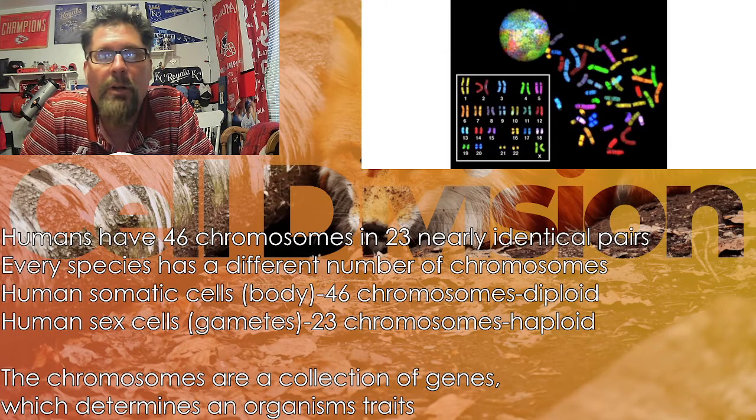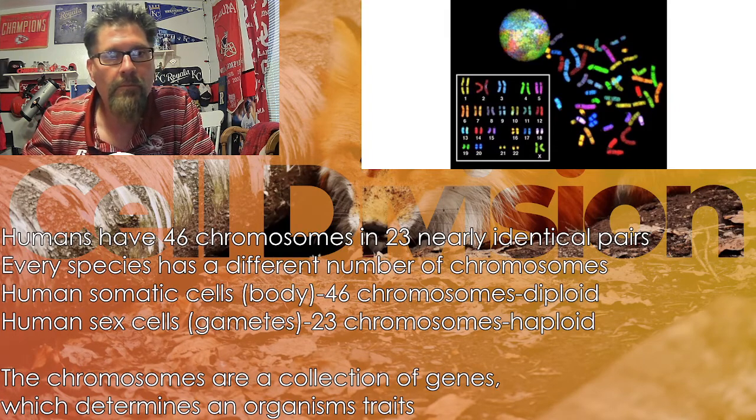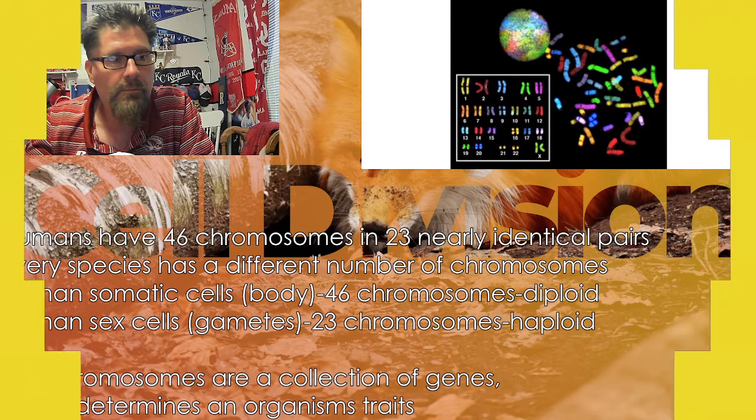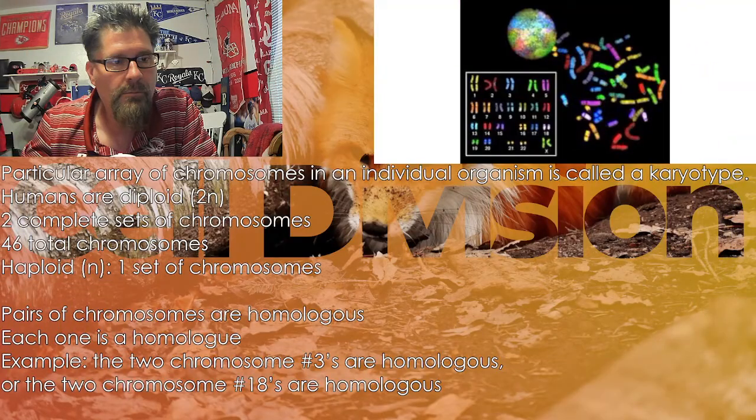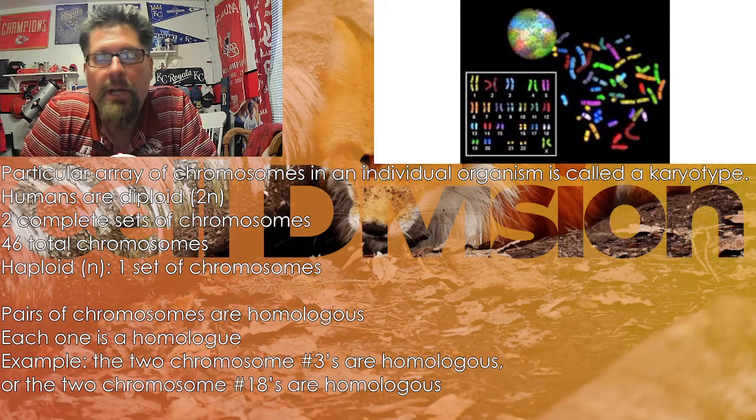Chromosomes are compartmentalized genes along the chromosome, and the genes will encode for various proteins that will determine the traits that an organism shows. And of course, I mentioned that's called a karyotype, and diploid 2N, haploid 1N, just one set of the chromosomes.